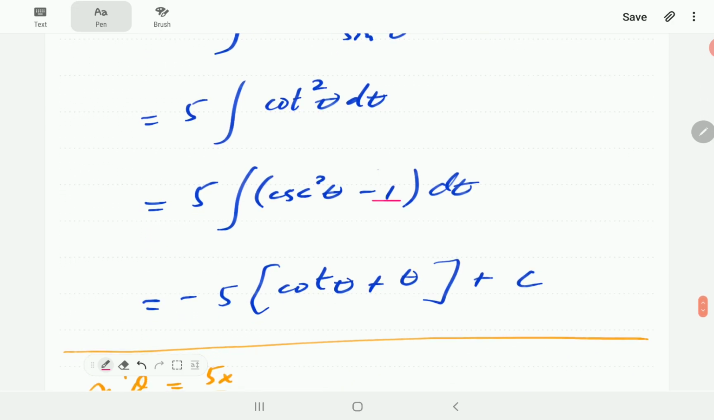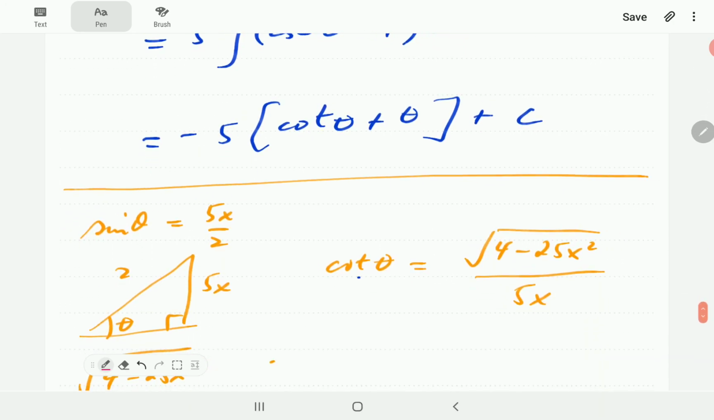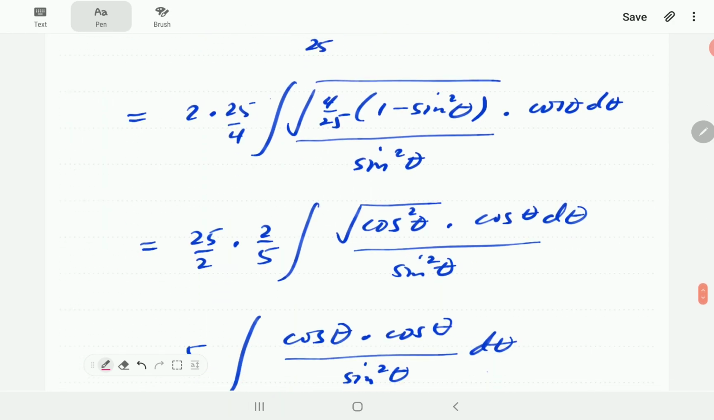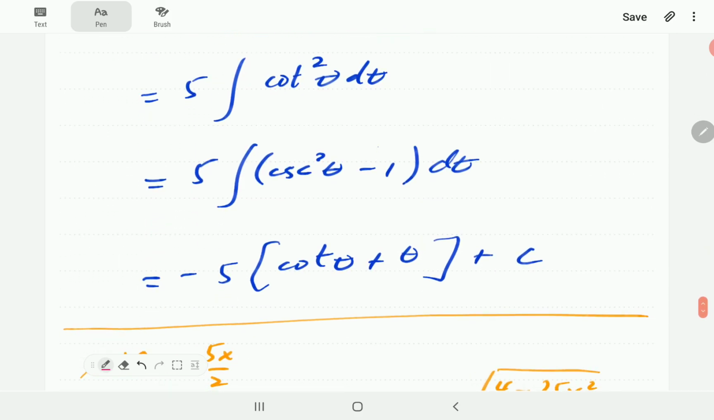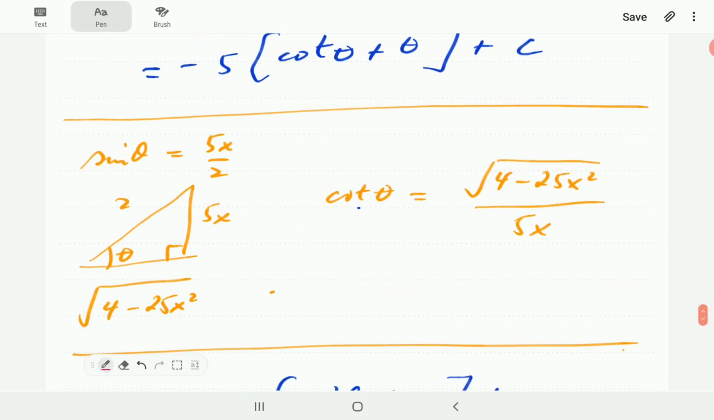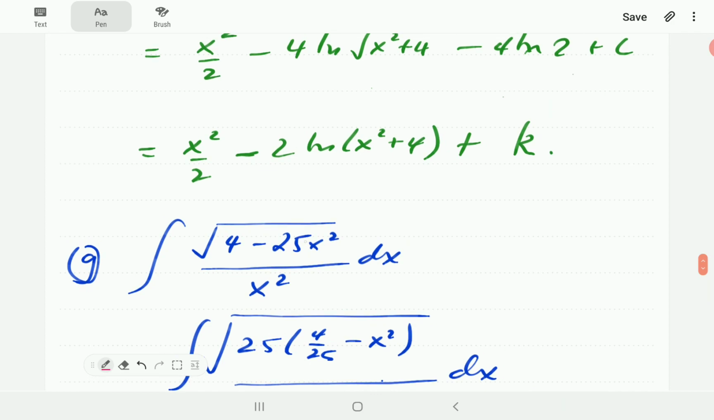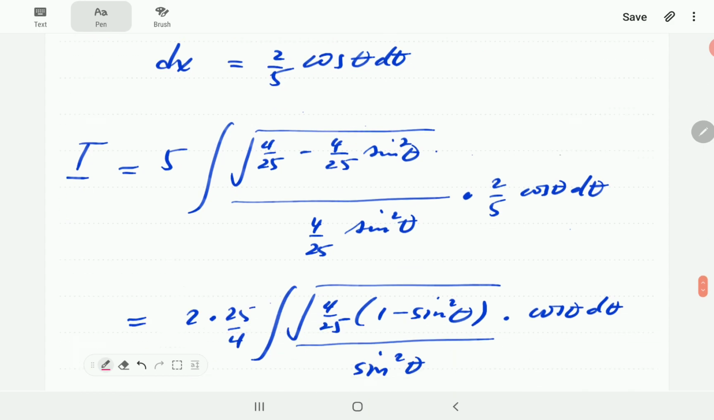Then the integral of this is minus theta. The integral of this is negative cot. And then since sine theta is 5x over 2, from here, then the opposite of our triangle is going to be 5x. The hypotenuse is 2, so it's going to be the square root of 4 minus 25x squared. Again, that has got the same expression as we have in the original integral, so that's a good sign.